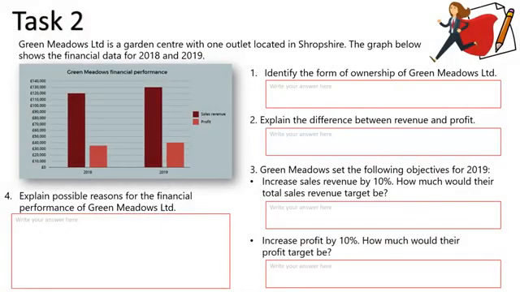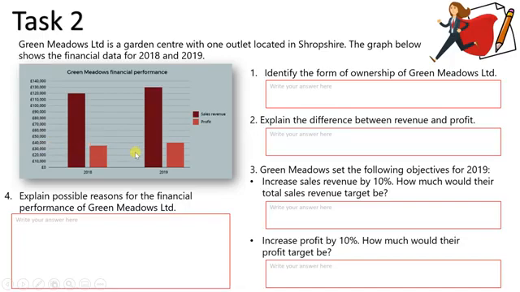Task 2. Green Meadows Limited is a garden centre with 1 outlet located in Shropshire. The graph below shows the financial data for 2018 and 2019. Let's have a look at the graph. We've got 2018 and 2019, both have got 2 sets of data for each year. The dark red is showing sales revenue, so for 2018 that's looking at 120,000 for revenue, and the slightly lighter reddish pinkish colour is looking at 35,000. You can read the figures for 2019.